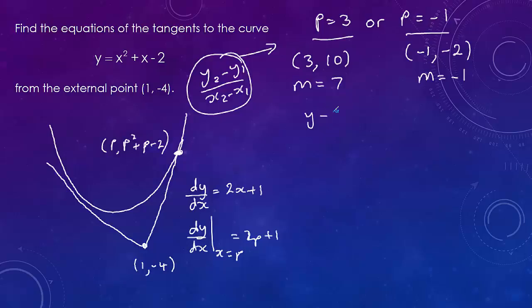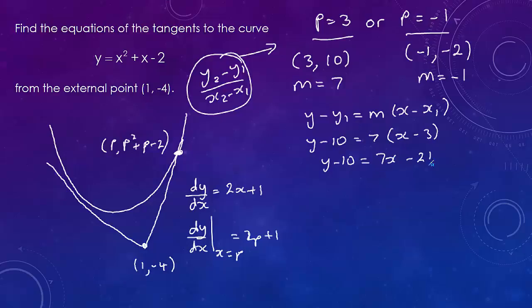So y minus y1 equals m times (x minus x1). So let's look at this situation first. y take away 10 is going to be 7 times (x take away 3). So y minus 10 equals 7x take away 21. So y equals 7x take away 11.